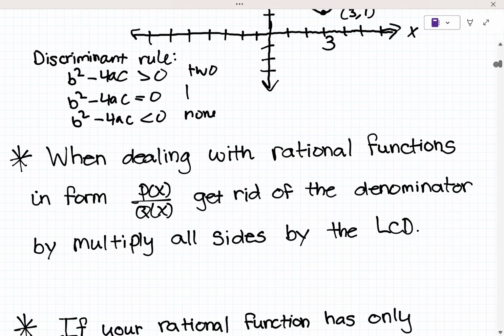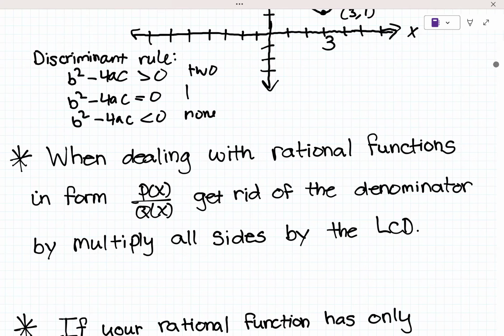Another keynote is when dealing with rational functions in the form of p of x over q of x, to get rid of the denominator, you would have to multiply all sides by the LCD. So this is also important. When you want to get rid of the denominator, the way to do so is to multiply both sides by the LCD.